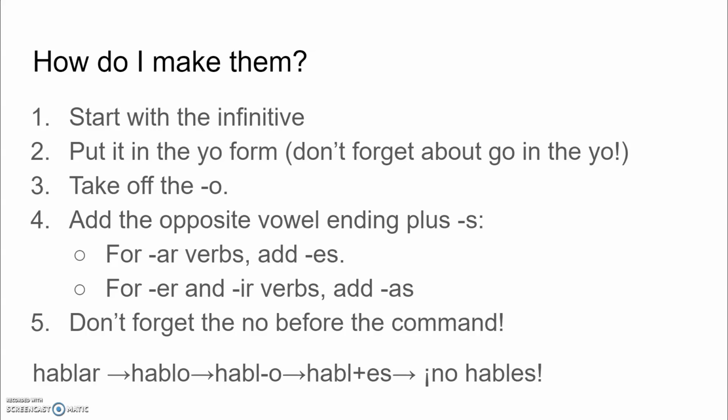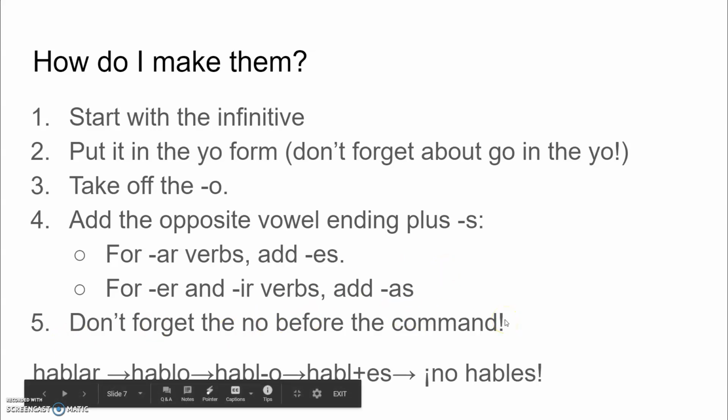But put it in the yo form. And then step number 3, you're going to take off the O, okay? Then, here's where it gets fun, class. You're going to add the opposite vowel ending plus S. Okay, so por ejemplo, for AR verbs, you're going to add ES onto the end of that yo form after you take off that O. For ER and IR verbs, you are going to add AS to the yo form after you take off the O, okay? And then finally, don't forget to have no before the command, okay?